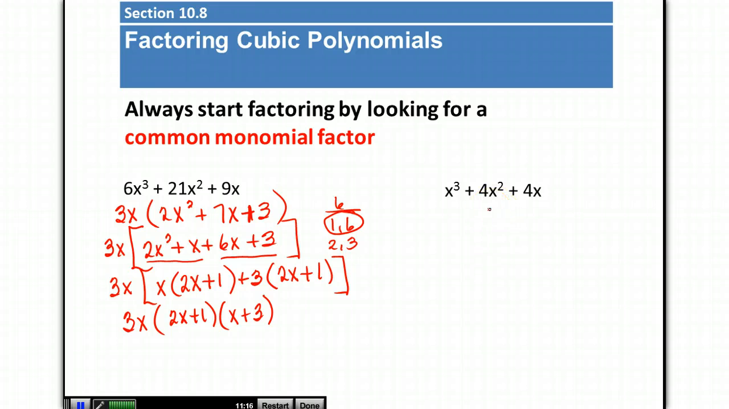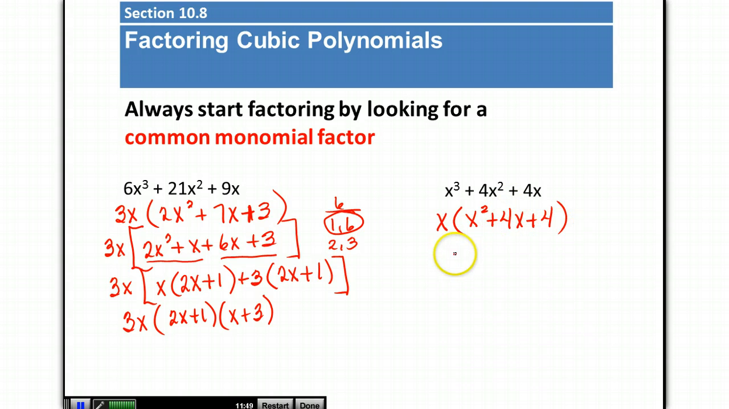What do these guys have in common? X. We factor out an x. What do we have left after we divide each of them by x? X squared plus 4x plus 4. This trinomial is a special trinomial. Is the first a perfect square? Is the last a perfect square? Is the middle twice the product of their roots?